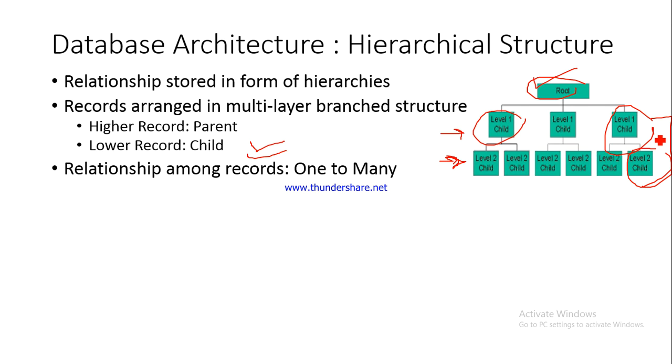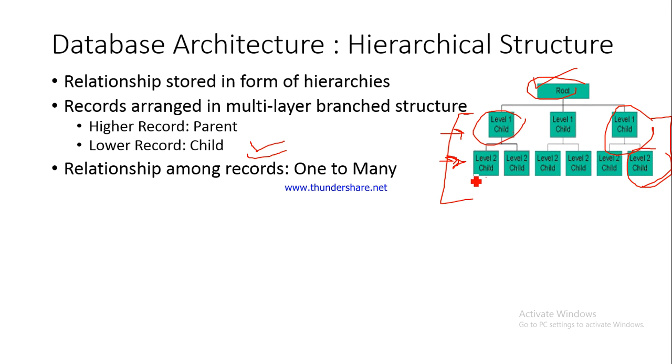However, if you talk about these two, this one is the child while this one is the parent, right? A relationship among records is one to many, which means there would be one parent and there would be many children. There can be n number of children. For example, here one parent and there are 2 children. Likewise here, one parent, 2 children, one parent, 2 children, right? So these are subordinate records. These are higher records, so they would be known as parents.